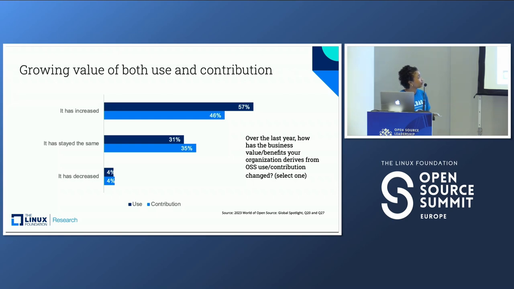There is definitely a growing value of both use and contribution. So organizations were asked, over the last year, how has the business value or benefits of your organization derived from OSS use and contribution changed? And even for contribution, 46% of organizations said that the value increased just because we contributed. 35% say that it has stayed the same, and 4% said that it decreased.